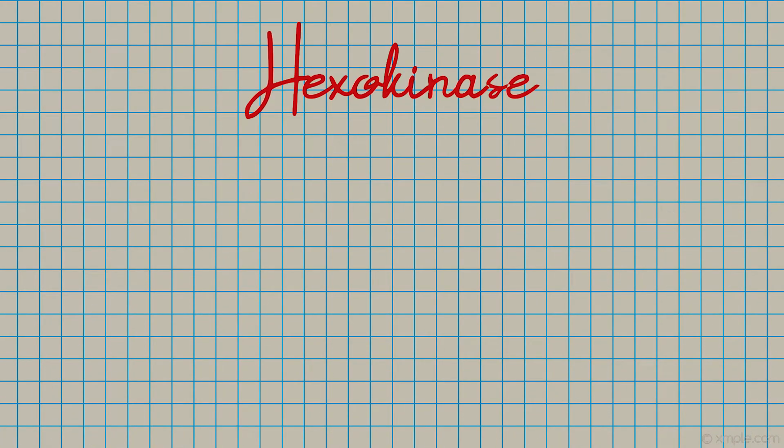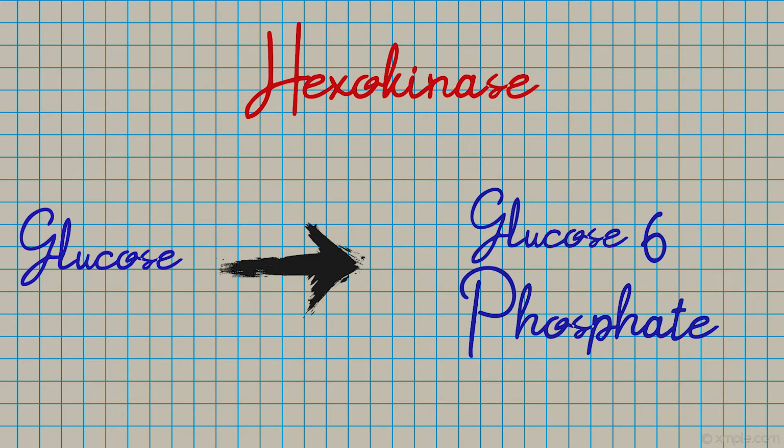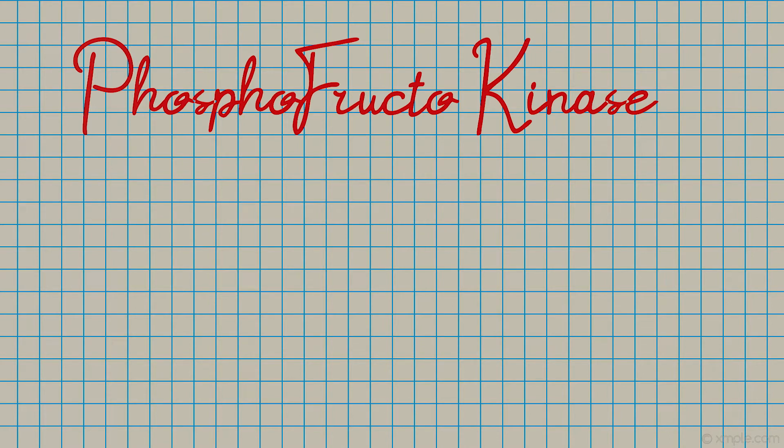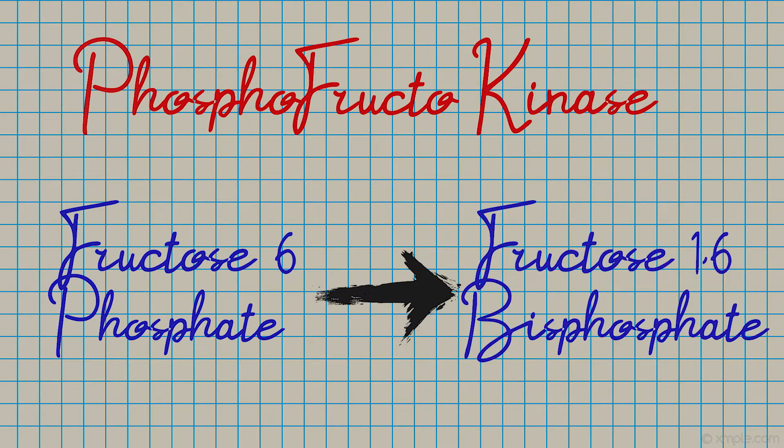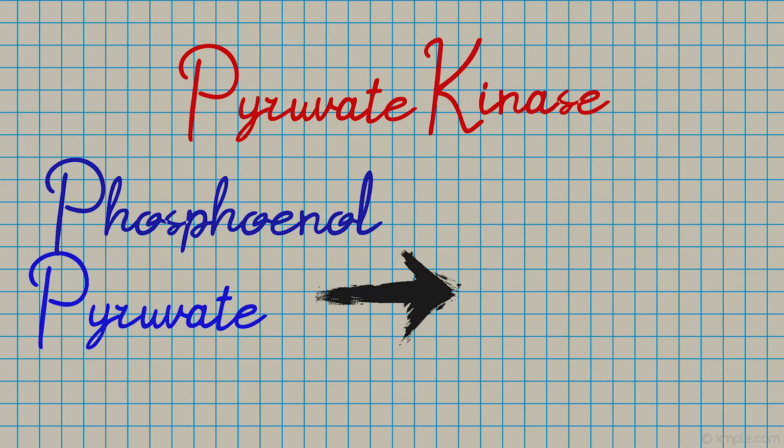Let's do a quick recap. Hexokinase was that enzyme that catalyzed the conversion of glucose to glucose 6-phosphate and hence trapping it within the cell. Phosphofructokinase was that very enzyme that catalyzed the conversion of fructose 6-phosphate to fructose 1,6-bisphosphate. You remember that? Then we have pyruvate kinase. Pyruvate kinase converted phosphoenolpyruvate to pyruvate. These three enzymes regulate glycolysis.